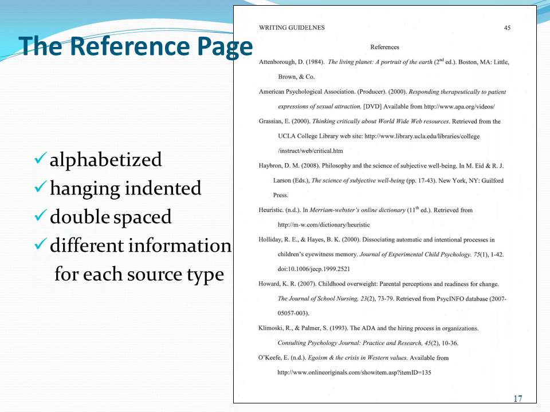The reference page should be alphabetized by author, arranged in a hanging indent as is shown here. This means the top line is flush to the left, but all lines below that entry are indented 1/2 inch. The next entry begins flush left again. Your entries will be double-spaced, and there will be different information depending upon the source.